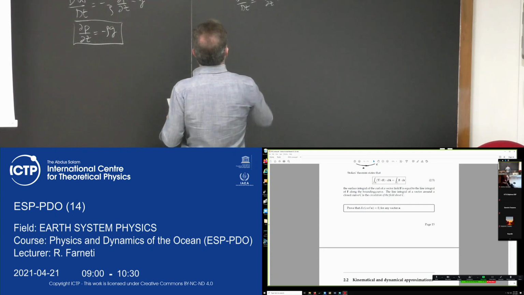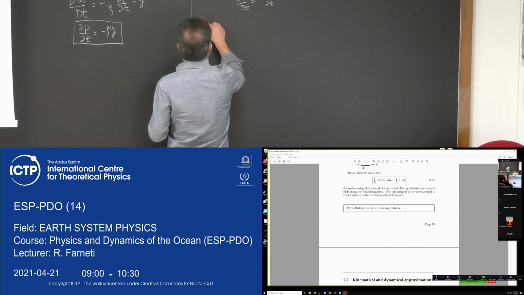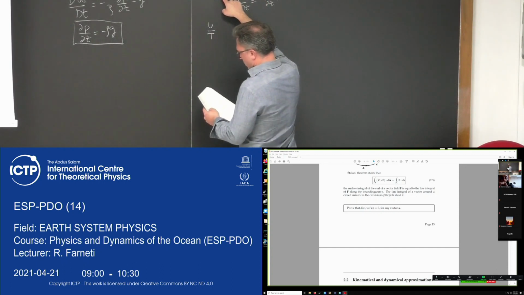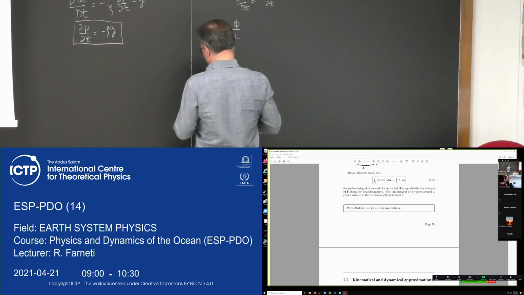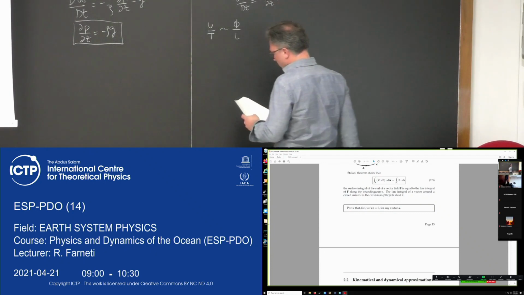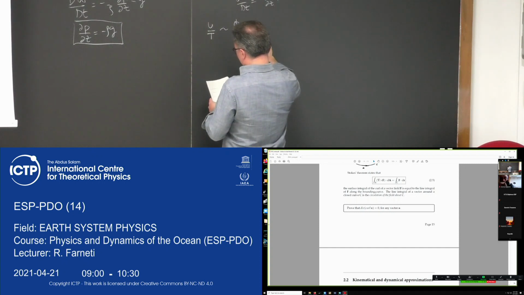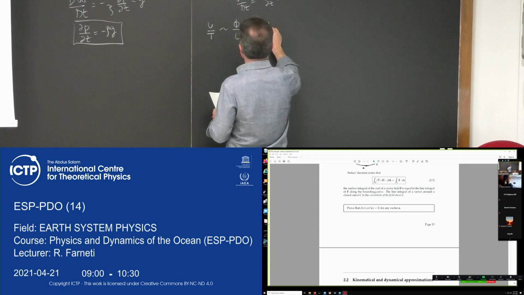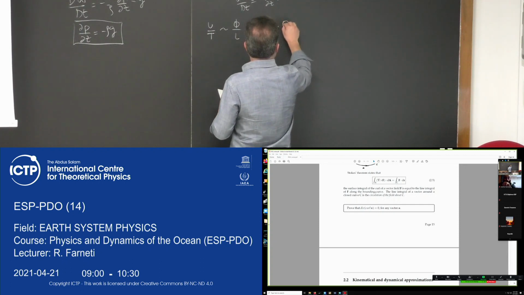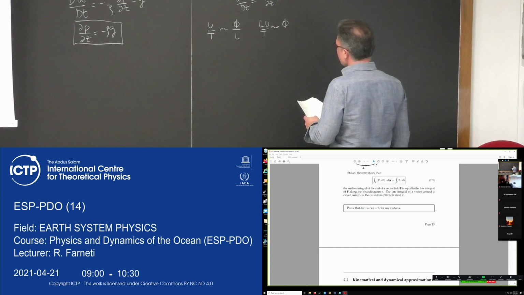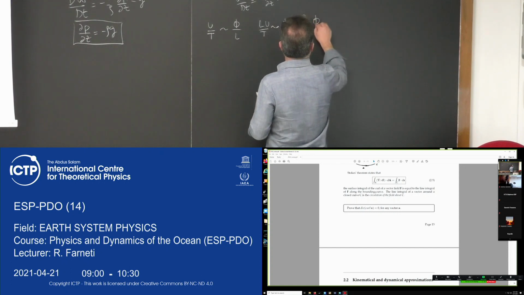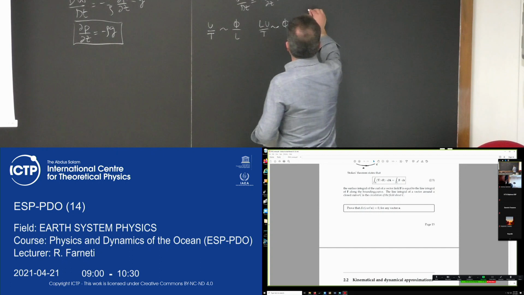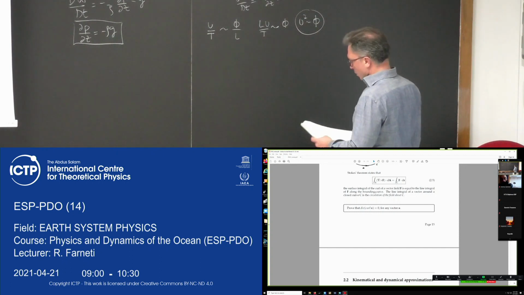And so the scale analysis for the horizontal component is nothing but U over T, okay, this one, which scales as phi over L, okay, this term. Or you can write this as L U over T, that scales as phi. Or U squared scales as phi. Okay? And we're going to use this later. Okay, so this is the scale analysis for the horizontal component.